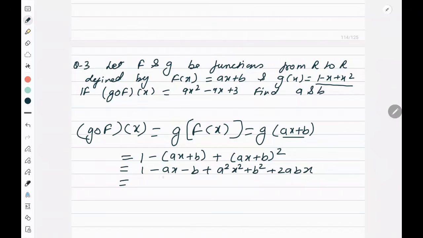Right? Now arrange it. a square x square, coefficient of x square. Now what is the coefficient of x? Coefficient of x is minus a plus 2ab.